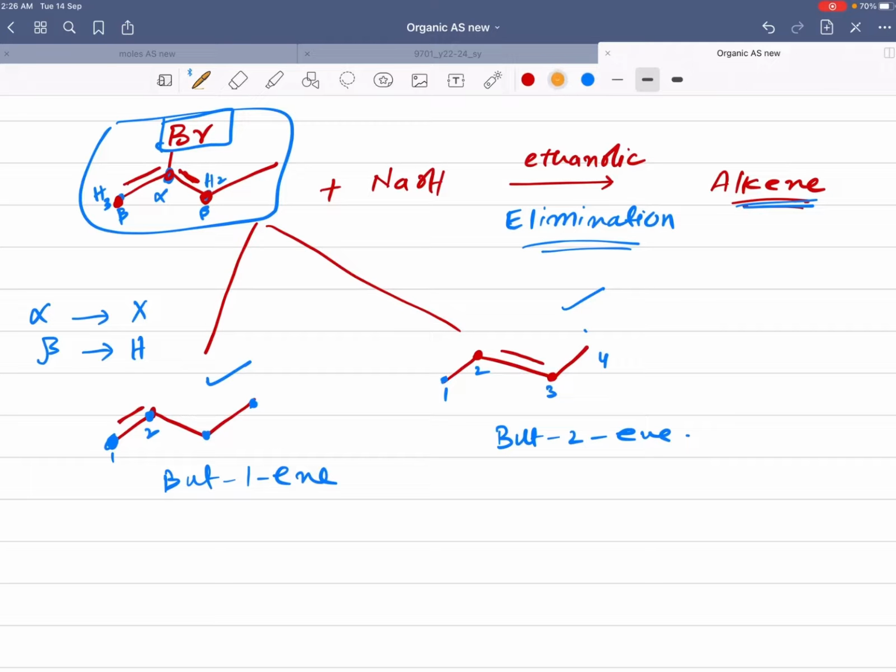Cis-trans isomers means, we know that alkenes have restricted rotation. The carbon atoms that are making double bonds cannot revolve around their own axis, right? So if we just talk about this one, but-1-ene, this does not have any geometrical isomers, because for geometrical isomers there are two conditions. Condition number 1, restricted rotation. So both these alkenes, but-1-ene and but-2-ene, have restricted rotation.